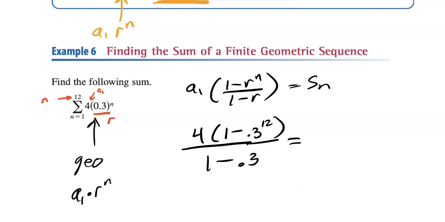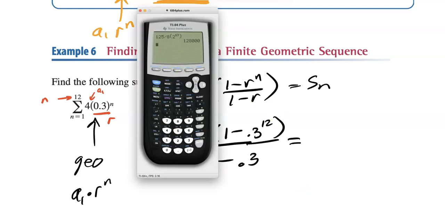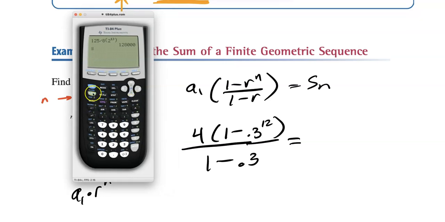Now again, let's bring up the calculator so I can show you how I would do this on the calculator. So I would use alpha y equals to bring this up, and then we can use a fraction. Makes it so much easier. 1 minus 0.3 to the 12th on the top, then on the bottom 1 minus 0.3.